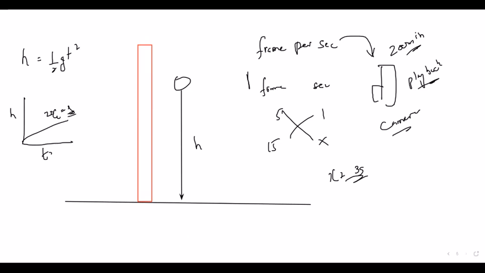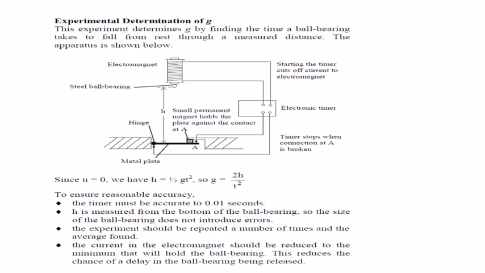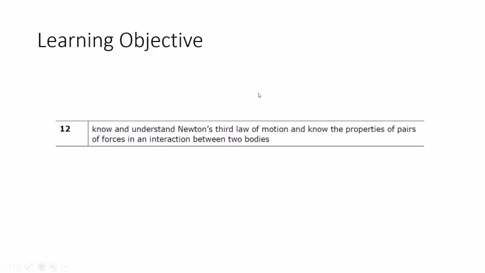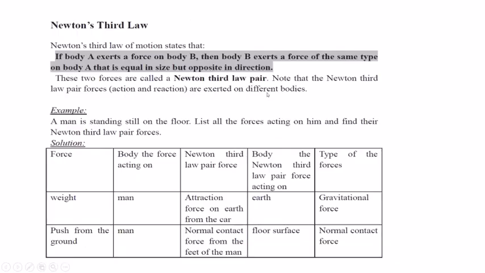Is it clear? All these methods are used to find the acceleration due to gravity. So we can use an electromagnet, we can use light gates, and we can use a stopwatch as well as a video camera. Is it clear to everyone? In the exam they ask you to write the experiment and draw the experimental setup, so you have to practice all of this.